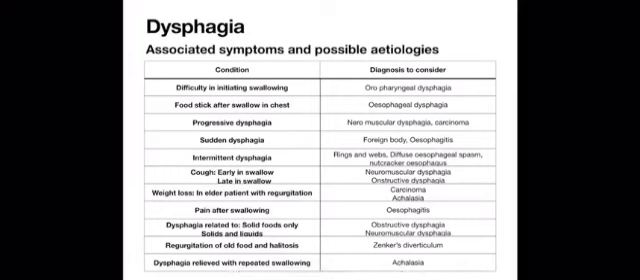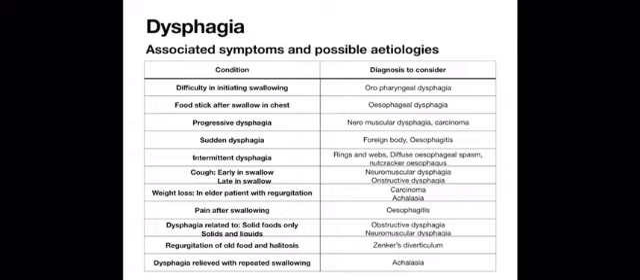This table demonstrates the associated symptoms and possible etiologies of dysphagia. When a patient presents with difficulty in initiating swallowing, it means that one should consider oropharyngeal dysphagia. When the food sticks in the chest after swallowing, it might be due to esophageal dysphagia. Progressive dysphagia is seen in neuromuscular dysphagia and in carcinoma of the esophagus. Sudden dysphagia might be seen due to a foreign body stuck in the esophagus or due to esophagitis. Intermittent dysphagia is seen in patients with rings and webs, diffuse esophageal spasm, and nutcracker esophagus.